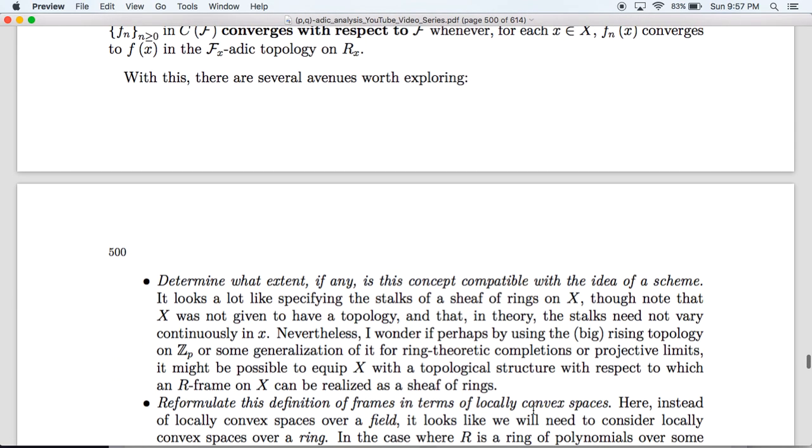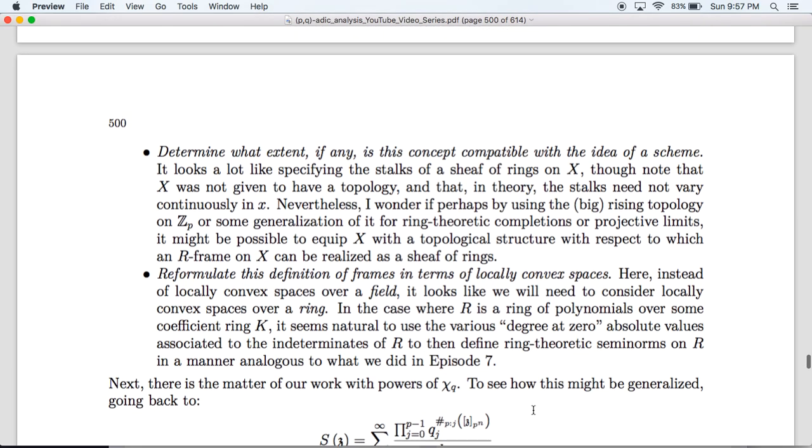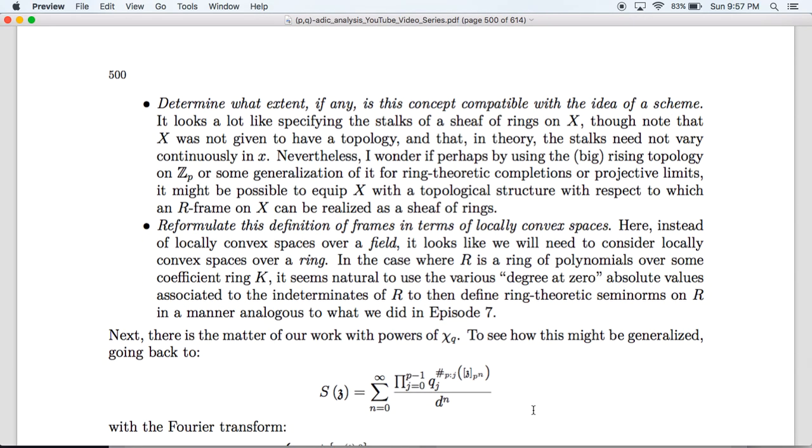So with this, there are several avenues worth exploring. Determine to what extent, if any, this is compatible with the idea of a scheme. To me, again, I'm not very knowledgeable of this at all, but I can still say it looks a lot like specifying the stalks of a sheaf of rings on X, though note that X was not given to have a topology, and that in theory the stalks need not vary continuously in X.